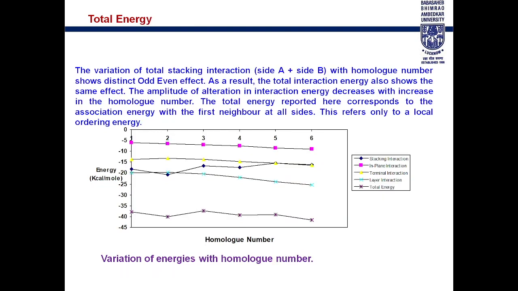When we come to the total energy, the total stacking interaction, side plus side, with homologous number shows a distinct odd-even effect. As a result, total interaction energy also shows the same effect. The amplitude of alteration in interaction energy decreases with increase in homolog number. The total number reported here corresponds to the association energy with the first neighbor of all atoms. This refers only to a local ordering energy.